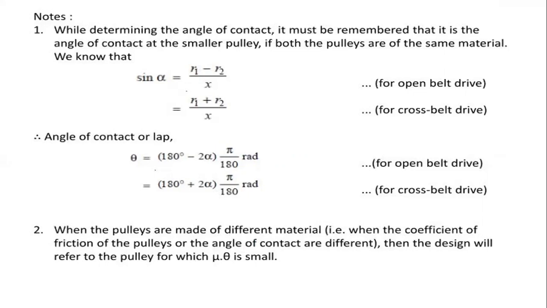When the pulleys are made of different materials, the coefficient of friction of the pulleys and the angle of contact are different. Then the design will refer to the pulley for which mu theta is very small. So mu theta is very small for that reference.